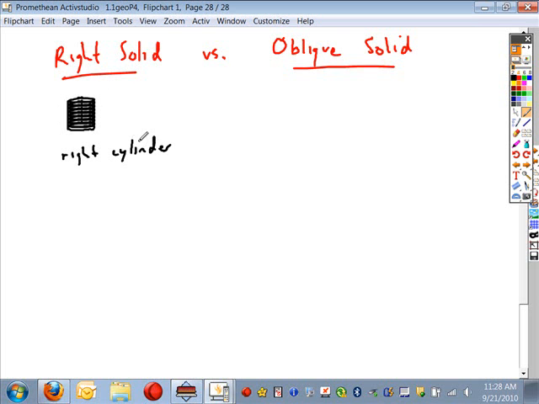The bases are directly above each other. The centers of the bases are lined up at a perpendicular to one another. That would be an example of a right solid. A right means it forms a right angle or it's directly above.